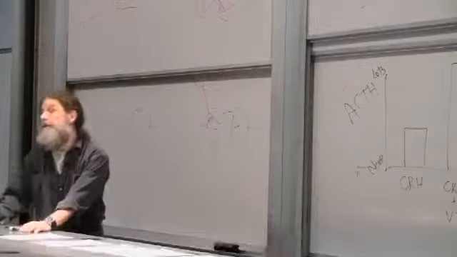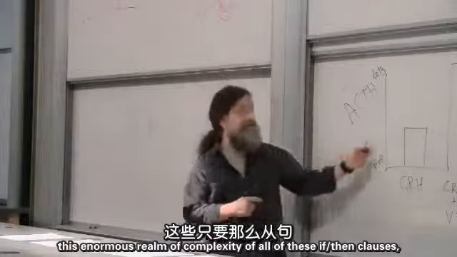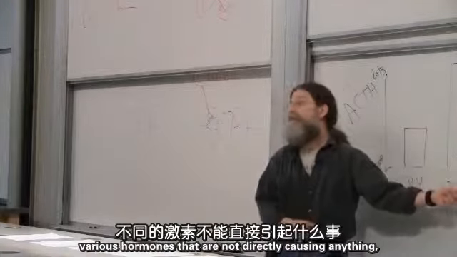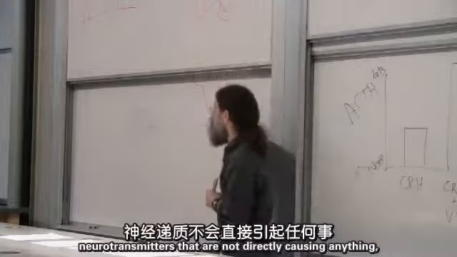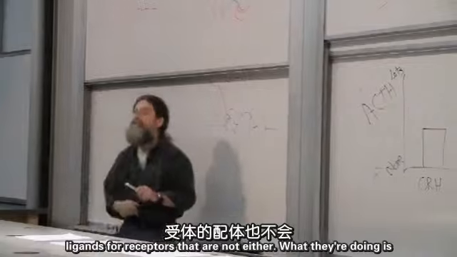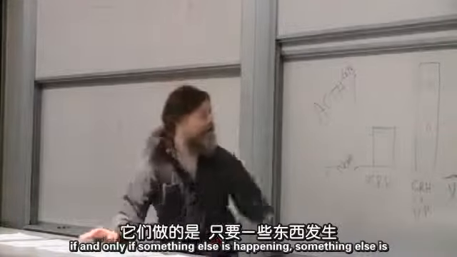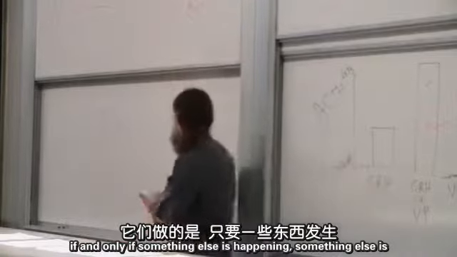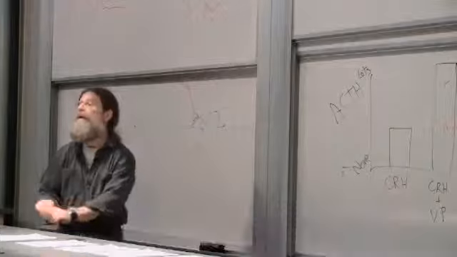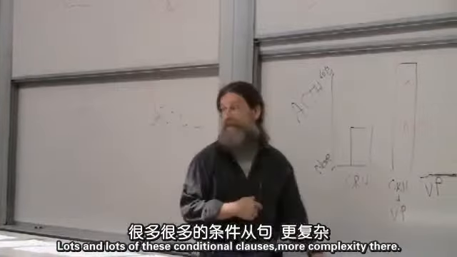So what we got here is this enormous realm of complexity of all of these if-then clauses, various hormones that are not directly causing anything, neurotransmitters that are not directly causing anything, ligands for receptors that are not either. What they're all doing is, if and only if something else is going on, there's an additional ligand, they do their thing. Lots and lots of these conditional clauses, more complexity there.